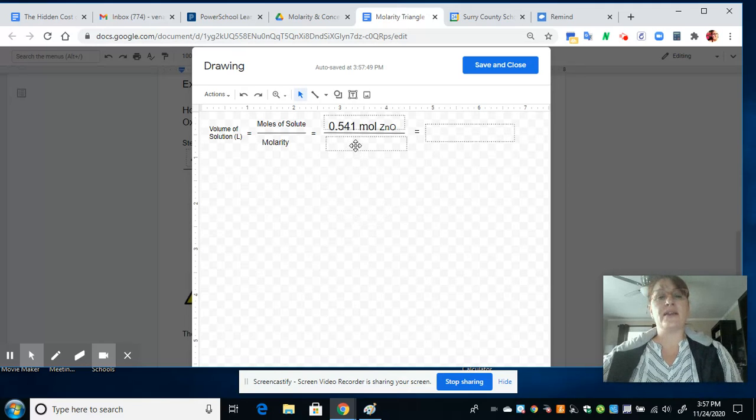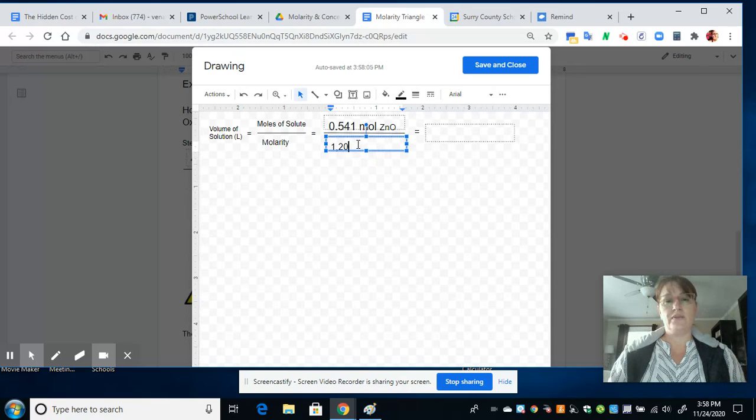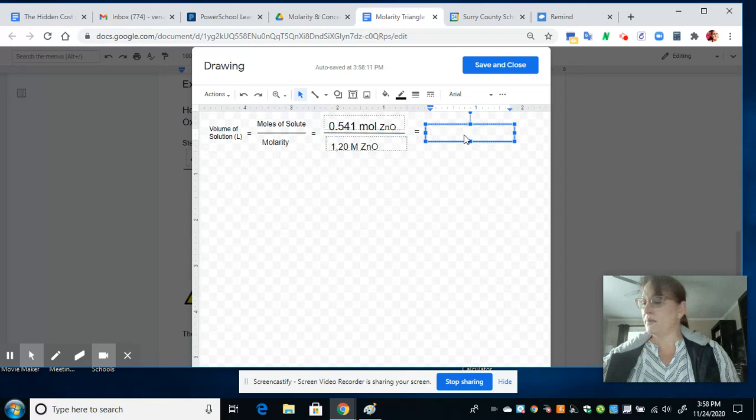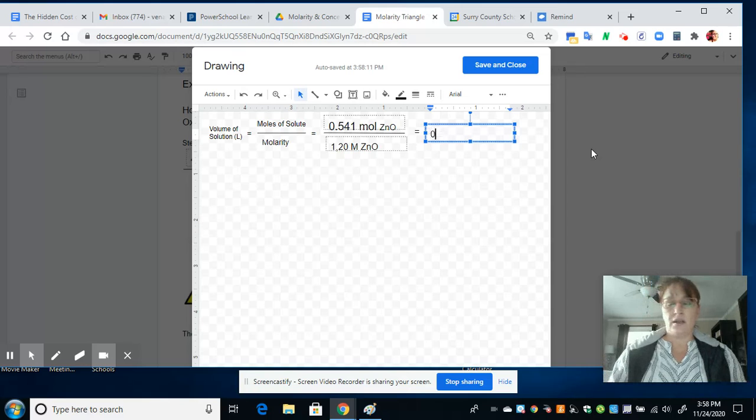Okay, so we're going to divide the moles by the molarity. We're using our triangle. And the molarity they gave me to be 1.20. So the denominator is 1.20. M is the unit for molarity. And I can calculate that. Again, I'm not going to round it so much, but I got 0.451. And at this point, you're kind of at your final answer.